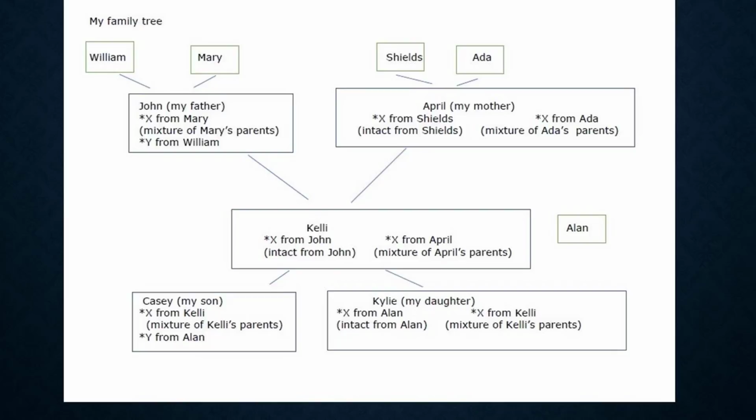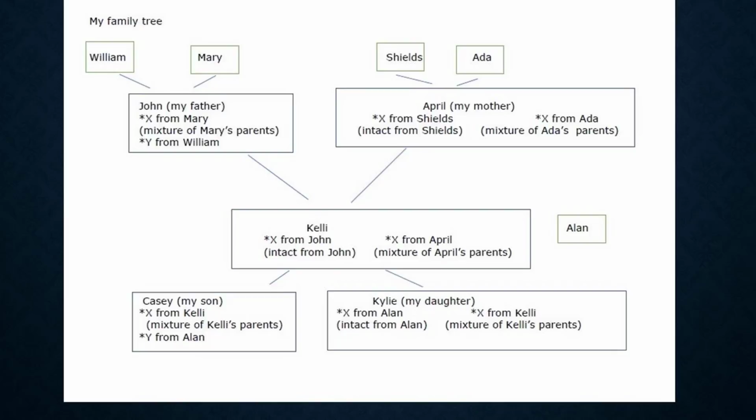If you go down the chart and look at me, I got an X from my dad, intact. And then when I had my children, they each got a mixture, probably, of me and what I inherited from my mom. So let's start at the top right. Shields and Ada are my mom's parents, so she got an X chromosome from her dad, intact. She got an X from her mom that's most likely a mixture of her parents. So now do you see how that fan chart is coming into play? How certain people are contributing and certain people are not.